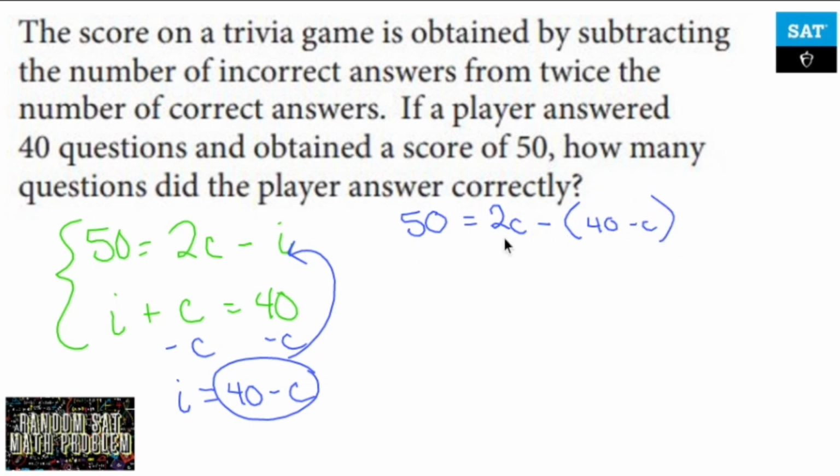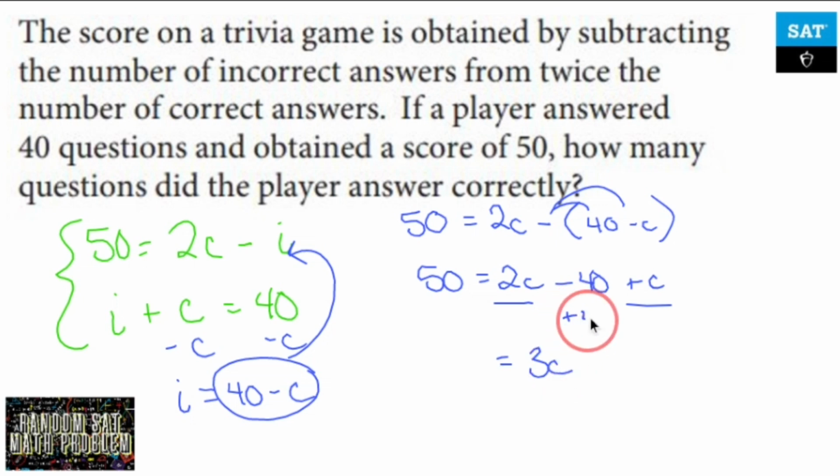And this is going to give me what C is. So that's what I want. How many questions did the player answer correctly? That's actually what I want. So that's good news. 50 equals 2C. Let's distribute the negative. Minus 40. Negative C is positive C. So let's combine the 2C and the C to make 3C.